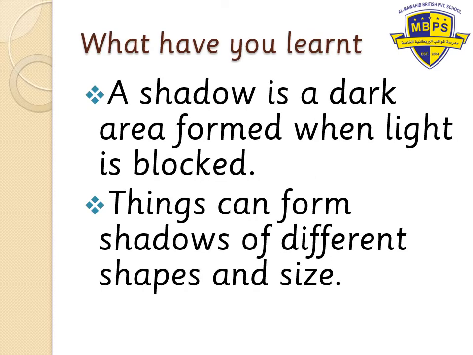A shadow is a dark area formed when the light is blocked. So, I should have a light source and any object that will block the light. And if you remember, we already learned that things can form shadows of different shapes and sizes. But what about the color? Will it be the same color as the object? Very good. It will be black, no color.